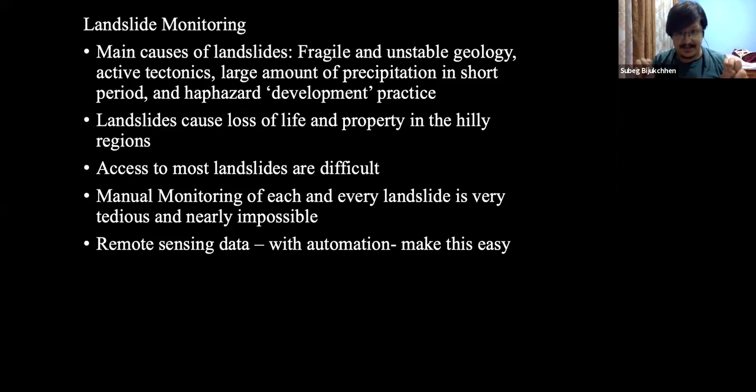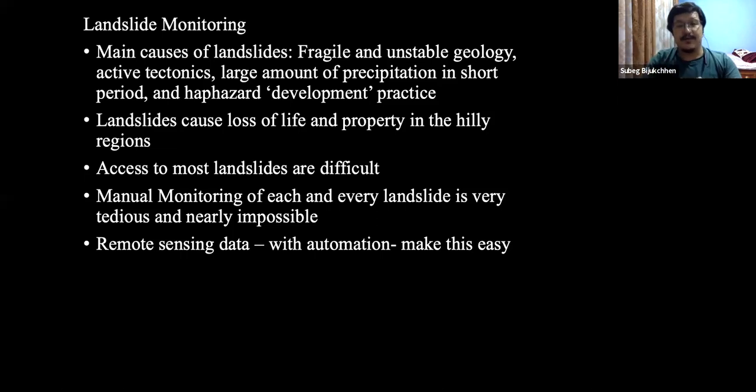And haphazard development practice. Now I put development in inverted commas because, if you read the newspapers or see social media, you might know the word dozer. The development is very, very haphazard. When people have dozers, they just construct roads everywhere, and these are real problems in the case of landslides. That's one of the biggest problems in the last 10 years. Haphazard road construction and haphazard development practice are one of the main reasons for landslides in Nepal in the last 10 years. Okay.